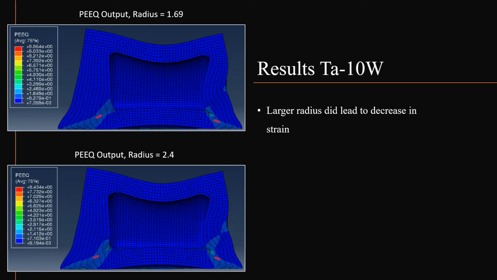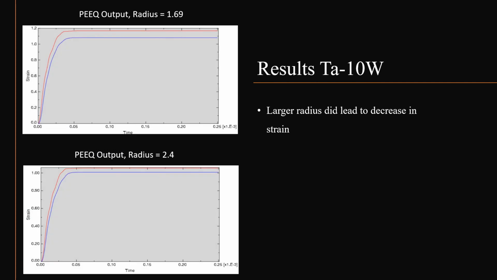Next, I tested the tantalum 10 tungsten. Again, the red highlighted elements were used to plot the strain in the region. With this material, the strain on both the right and the left side was reduced as the radius increased.